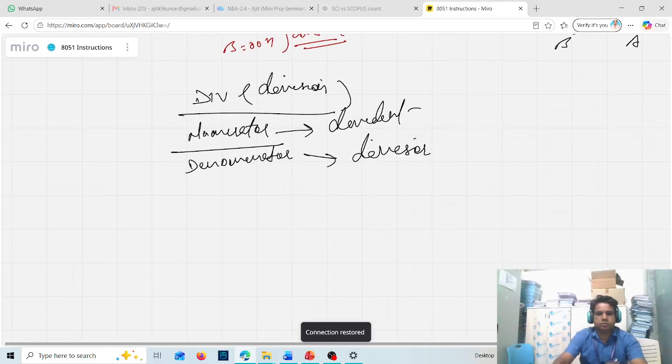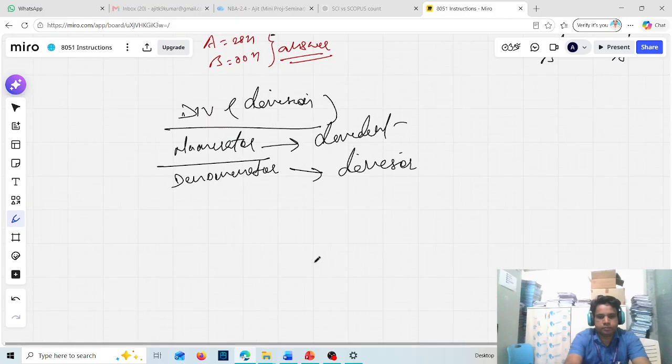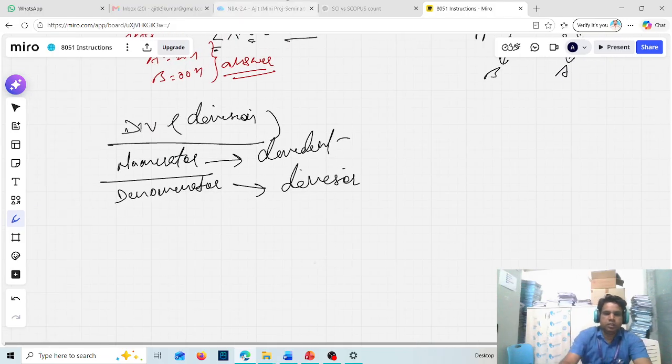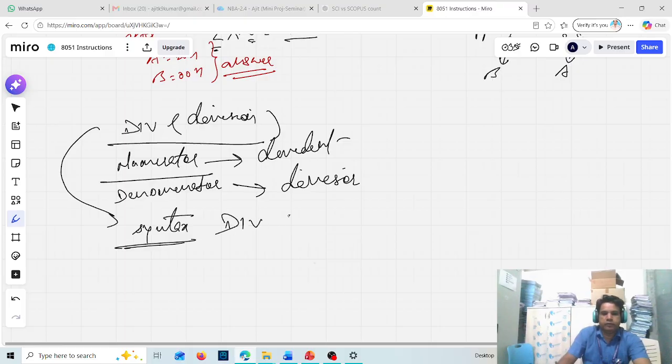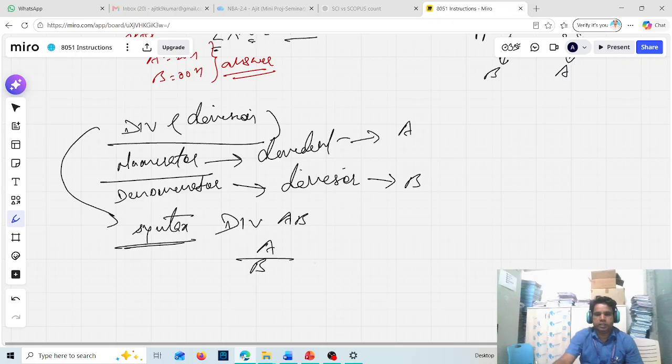Here I will just talk about the syntax. The syntax is again fixed. You cannot divide in any way. The syntax is div ab. So the meaning of this instruction is a is divided by b. In that case, this dividend will always be in the register a, and the divisor will always be in the register b. This you have to remember.